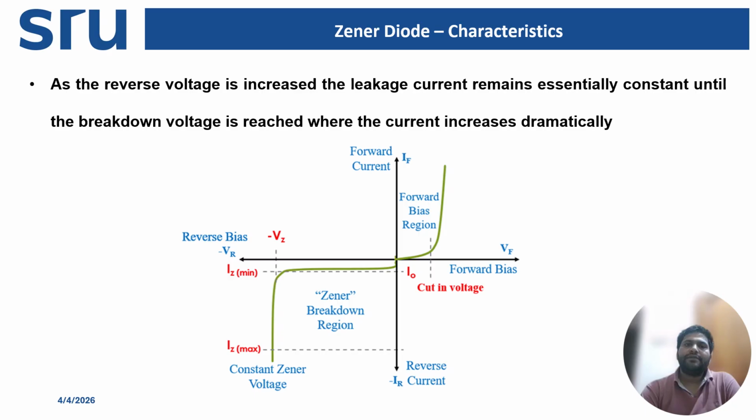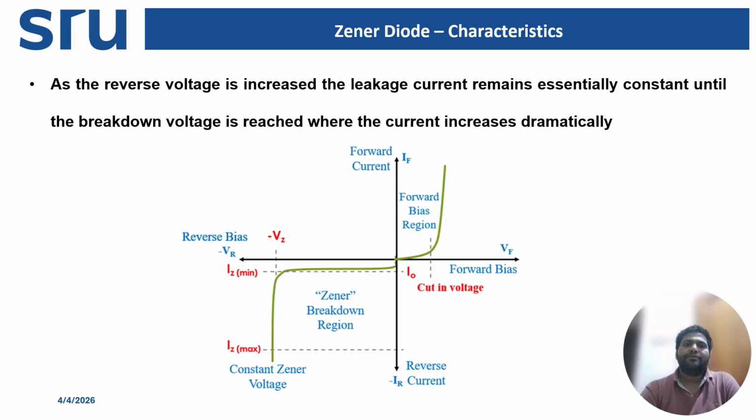In the graph you can see the Zener diode current limits, IZ minimum and IZ maximum, the Zener current minimum and maximum. These represent the minimum and maximum safe Zener current for proper voltage regulation. If the current exceeds IZ max, the diode may get damaged due to overheating. So, the constant Zener voltage region: in the breakdown region, the voltage remains constant at Vz while the current can vary. This property is used in voltage regulator circuits. That's why it is labeled as the constant Zener voltage.